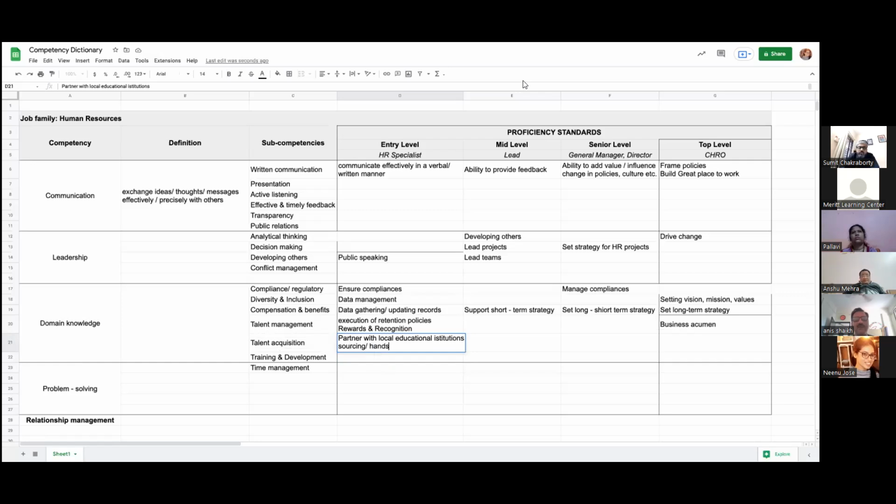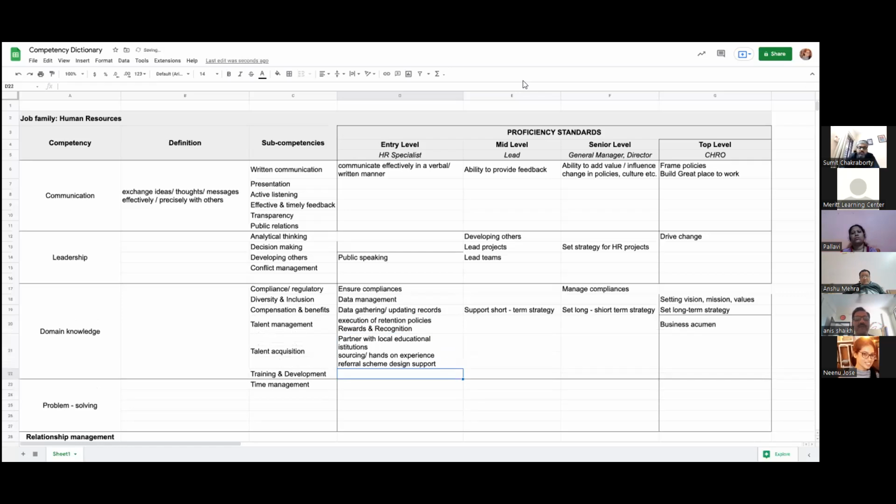And then referral scheme design or supporting something for the referral scheme. He won't design the referral scheme, but can execute. Yeah, he will not design, execution. That's it. I think that's sufficient here. A lot came out.